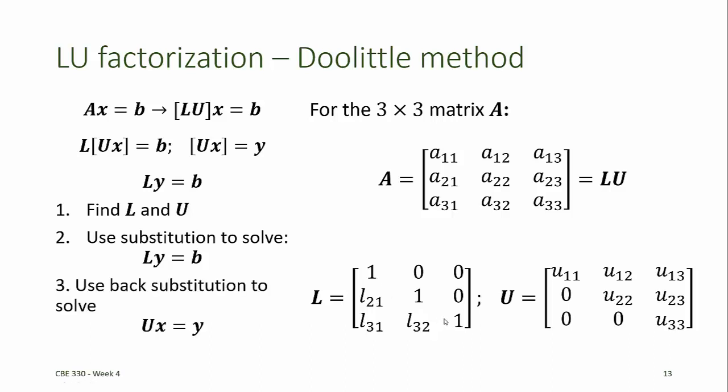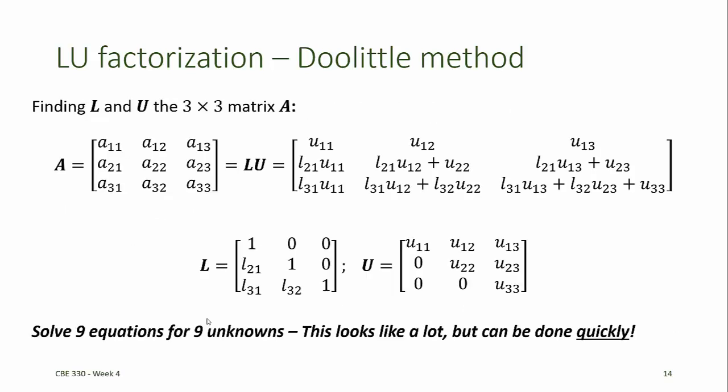We use back substitution to find the elements of our unknown vector x by solving the equation U times x equals y. These substitution operations are straightforward, but it's the factorization into the lower triangular and upper triangular matrices that is the trick for the LU factorization methods. For a 3 by 3 coefficient matrix A, if we define A equal to the product of the matrices L and U, then we can write a system of 9 equations for the 9 unknowns.